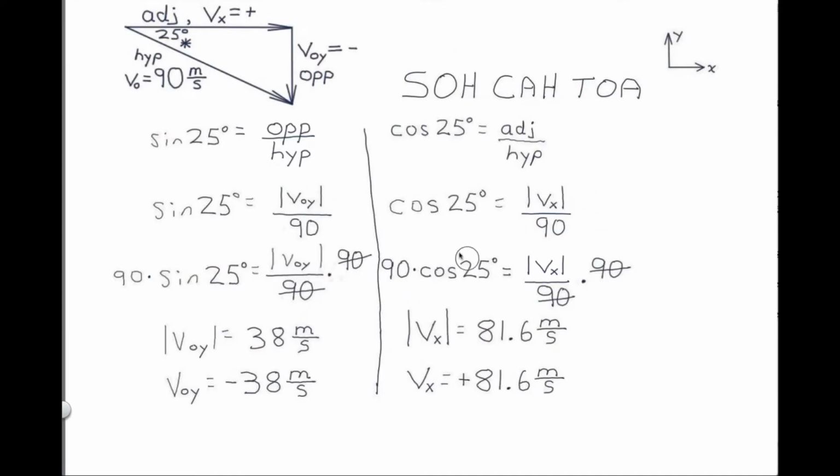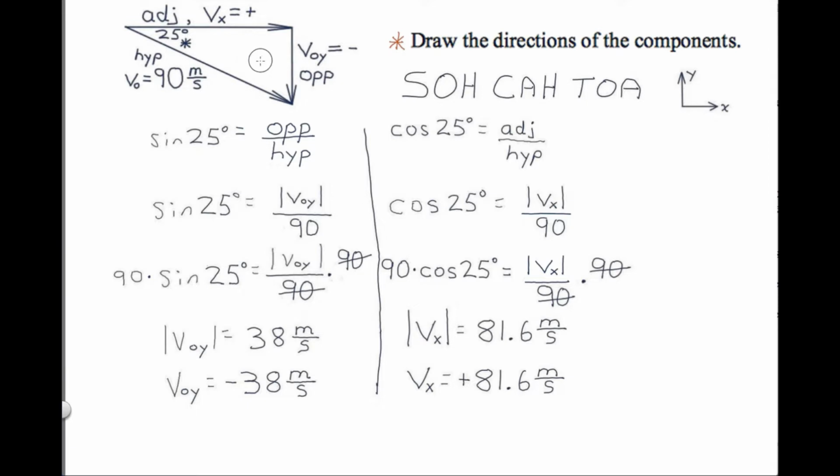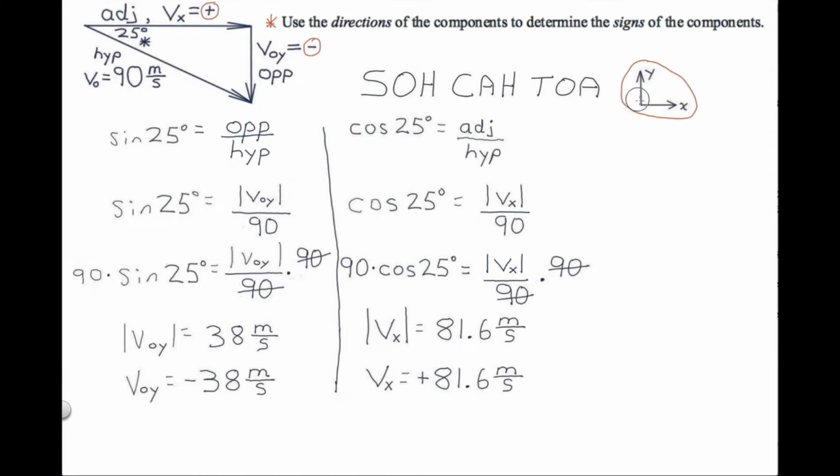Here's a summary of the method for breaking the velocity into components. The overall velocity vector points down and right, so the components point down and right. Right is our positive x direction, so v sub x is positive. Down is our negative y direction, so v sub 0y is negative. We label the 25-degree angle with an asterisk to indicate that in our SOHCAHTOA equations we plan to use the 25-degree angle rather than using this 65-degree angle.